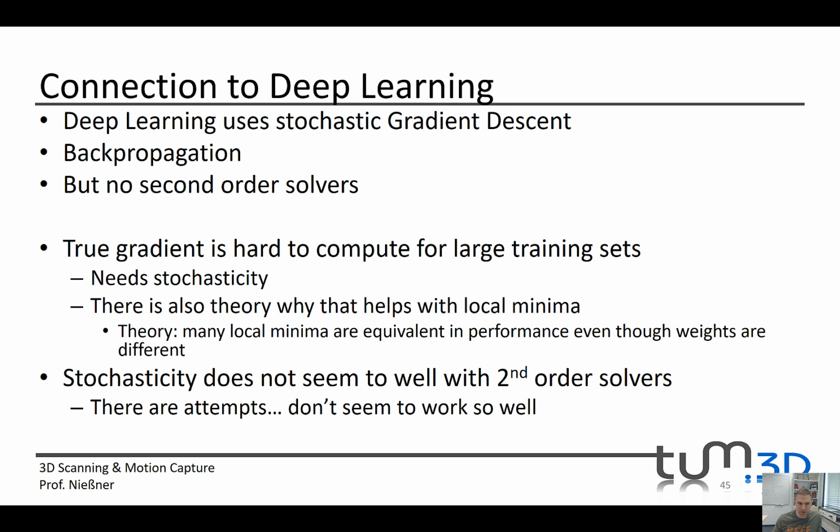And because of that, they use this stochasticity. There's also a lot of theory on why that helps with local minima, which local minima are useful, and how different local minima correlate to other local minima. For instance, in neural networks, you often have many local minima that are equivalent in performance, even though the weights are different, and so on.